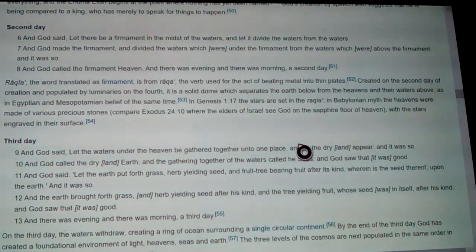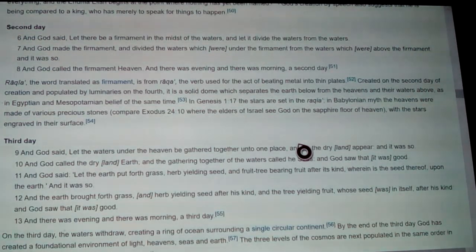No, hold on. It's a solid dome which separates the earth from below the heavens and their waters above, as an Egyptian and Mesopotamian belief at the same time. They had this concept, right? And I'm telling you, the Greeks had this same idea too. But they knew the world was round, and the Sumerians knew the world was round. They talked about it in the eclipse and how it makes a shadow. I've gone into that in videos. Won't go through it here. It takes 5 minutes. In Genesis 1:17, the stars are set in the raqia. So that's bubbles in the firmament.